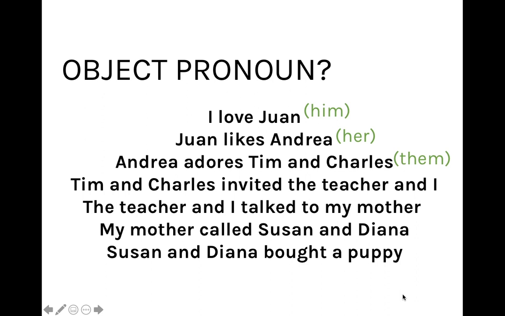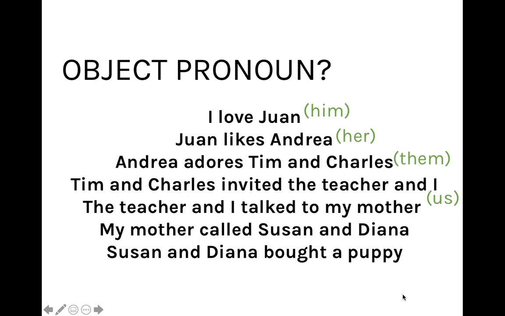Tim and Charles invited the teacher and I. The verb is invited, but the object of the verb is the teacher and I, and the object pronoun we use to replace the teacher and I, which is we, is us. Let's go with the next sentence. The teacher and I talked to my mother.